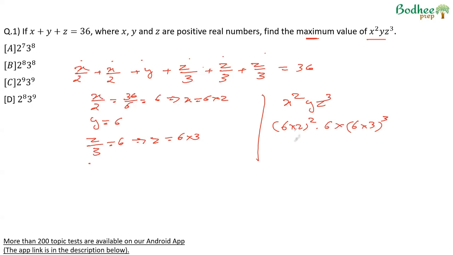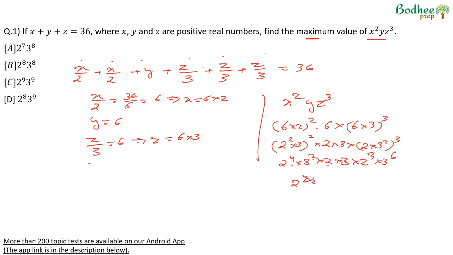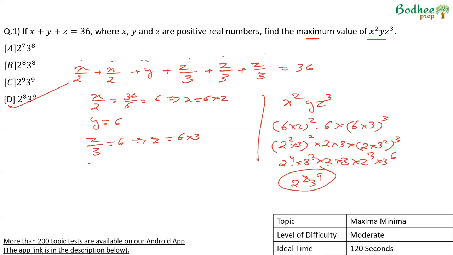6 is 2 into 3. So 2 square into 3 square into 2 into 3 into 2 into 3 square cube. 2 raised to power 4 into 3 square into 2 into 3 into 2 cube into 3. And therefore the maximum product becomes 2 raised to power 8 into 3 raised to power 9. Moderate question, would have done questions like this earlier, about 2 minutes to solve.